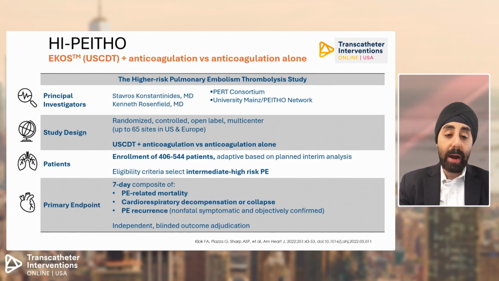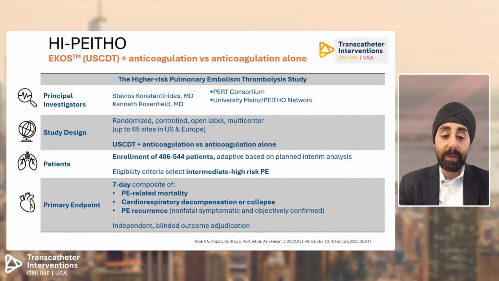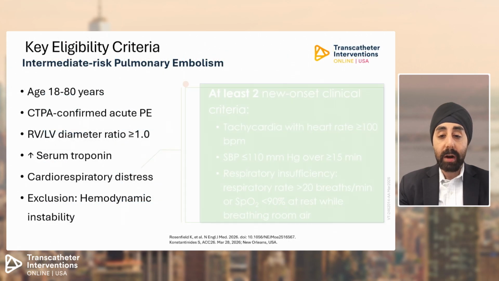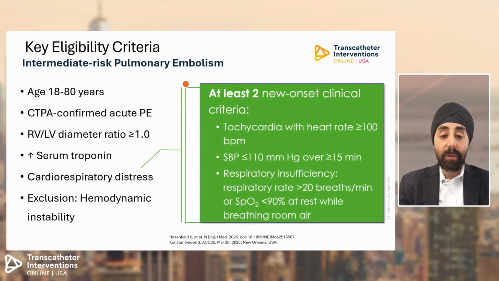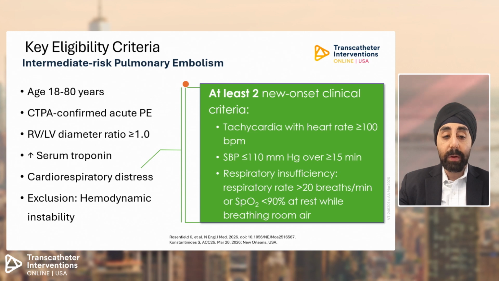This was looking at an enriched intermediate high risk population, looking at a 7-day composite endpoint of PE related mortality, cardiorespiratory decompensation, as well as PE recurrence. 544 patients were randomized, and we were really looking at patients that had an elevated troponin, RV-LV ratio that was enlarged, as well as at least 2 onset clinical criteria, suggesting they were really in a higher risk cohort.